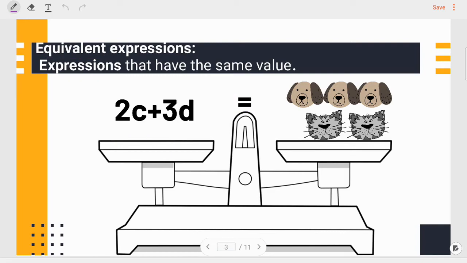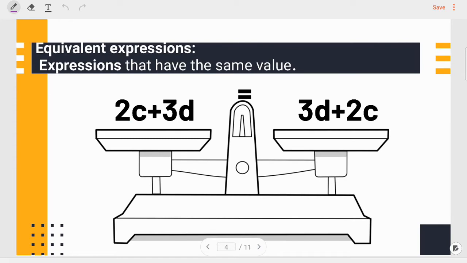Now let's go ahead and add some math to that. So 2 cats can be represented by 2C, plus 3D is going to represent my 3 dogs. So this scale still shows this equivalency because they're equal, because both sides represent 2 cats combined with 3 dogs.